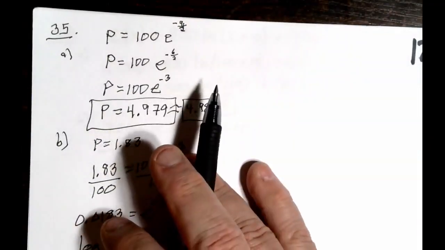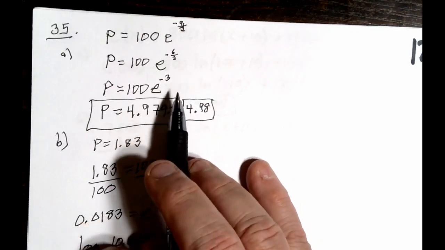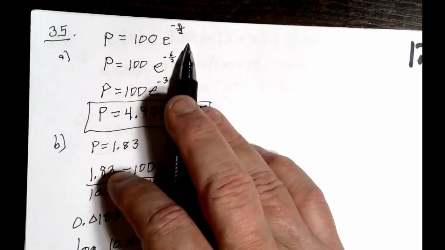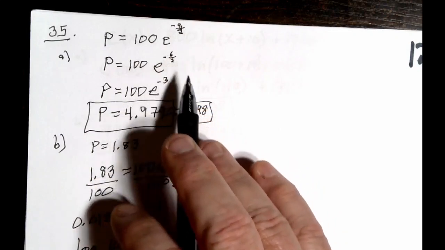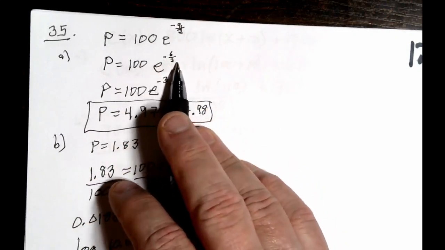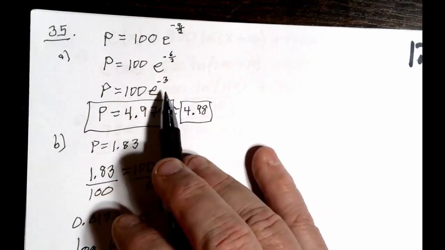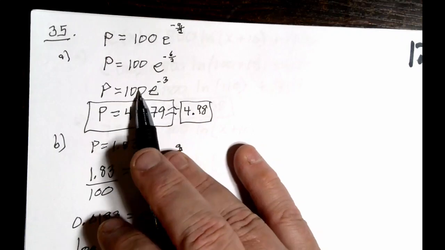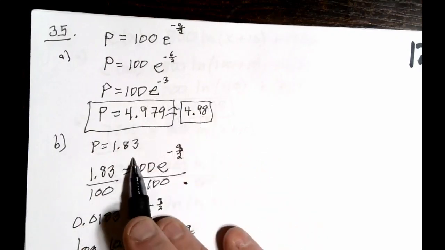35. What does 35 say? It says they give you a demand function here, and at what price will the quantity demanded equal 6 units? So Q is 6 for quantity, and you plug that in and you get -3. So 100e to the -3 is this guy. Rounded to 2 digits is that number there.